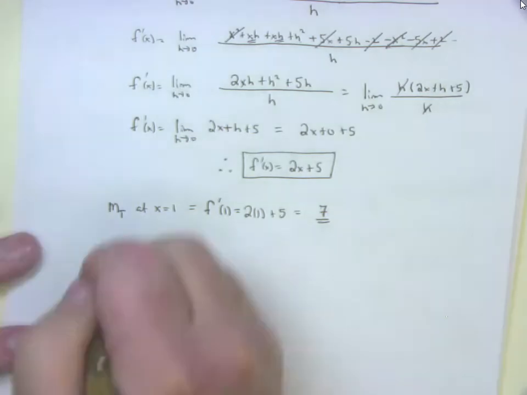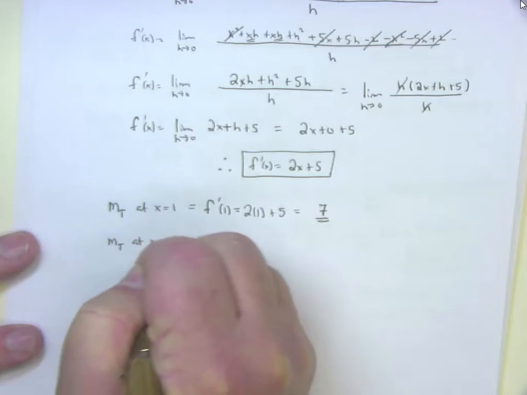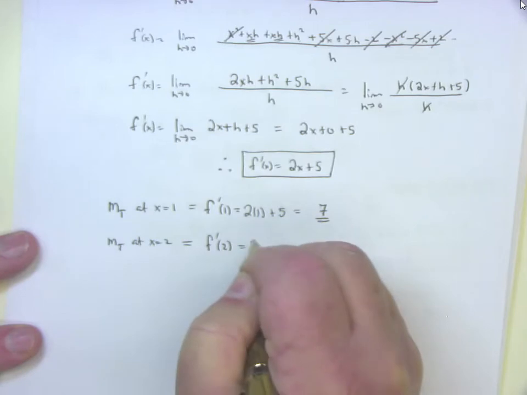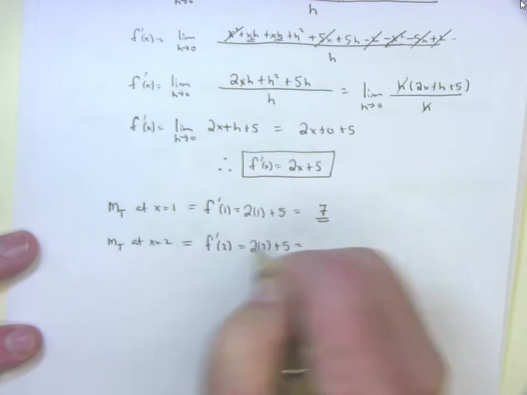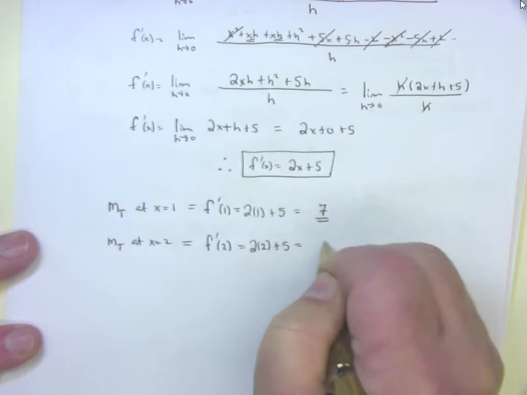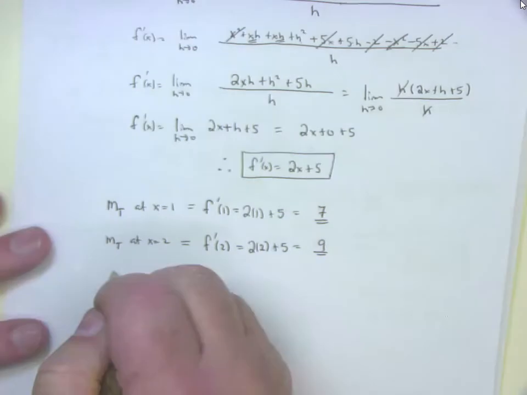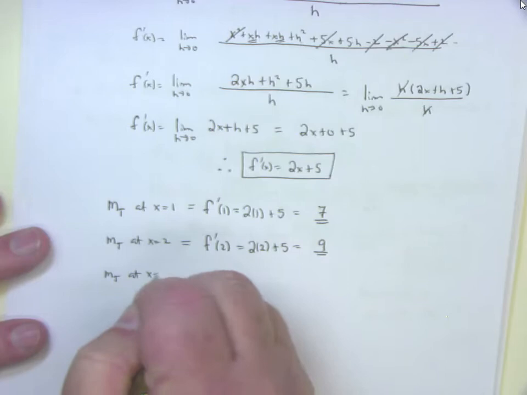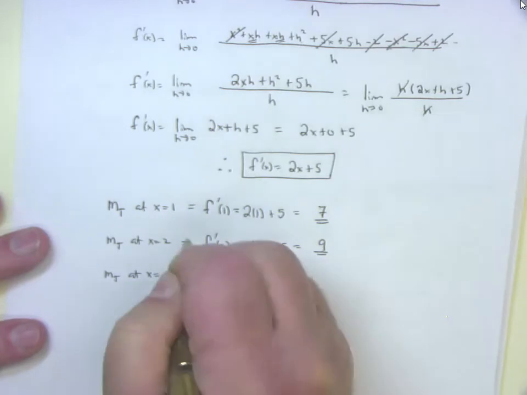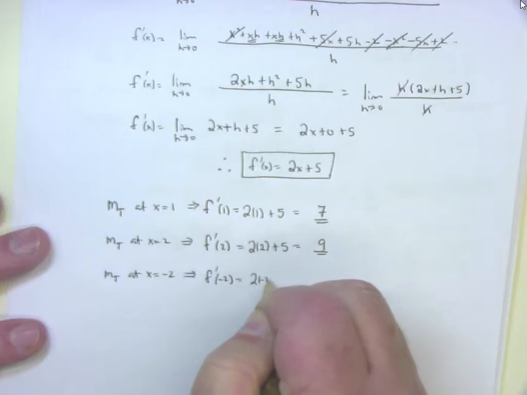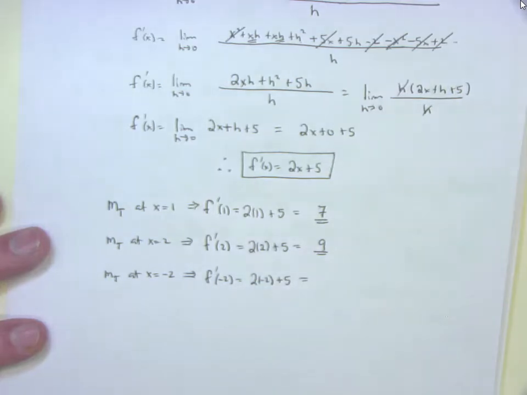No problems. You want the slope of the tangent line at x equals 2, which is going to be equal to f prime of 2, which will be 2 times 2 plus 5. 2 times 2 is 4. 4 plus 5 is 9. Slope of the tangent line is 9. Oh, man, I'm sorry. I didn't mean 2. I meant negative 2. No problem. The slope of the tangent line at x equals negative 2 would be f prime of negative 2. That'll be 2 times negative 2 plus 5. 2 times negative 2 is negative 4, plus 5 is 1.